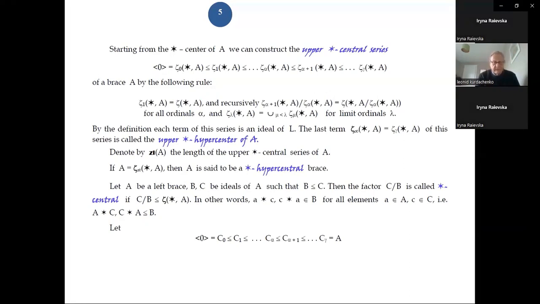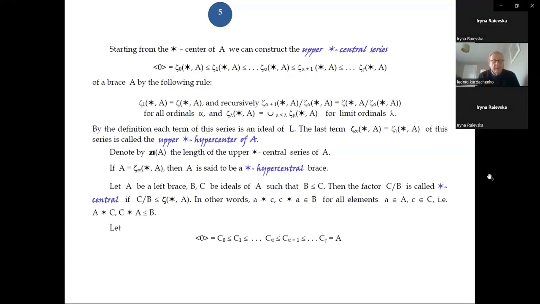So we obtain here the following concept of star central factor. Let A be a left brace, and let B and C be ideals of A such that B lies in C. The factor C over B is called star central if a star c and c star a lie in B for all elements a of A and c of C.